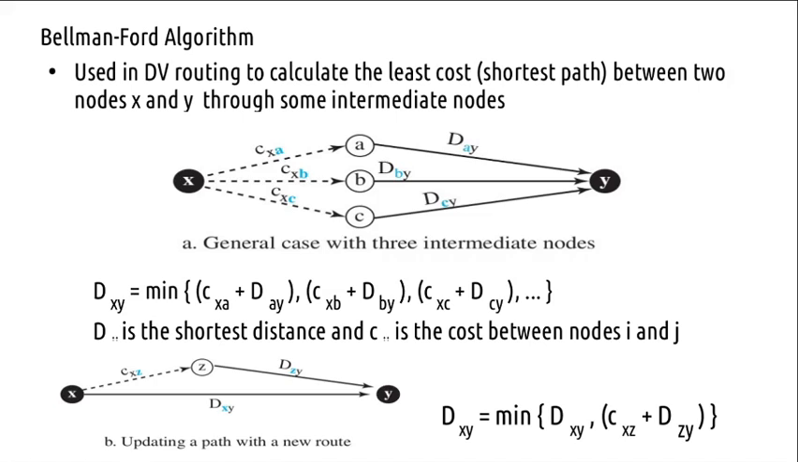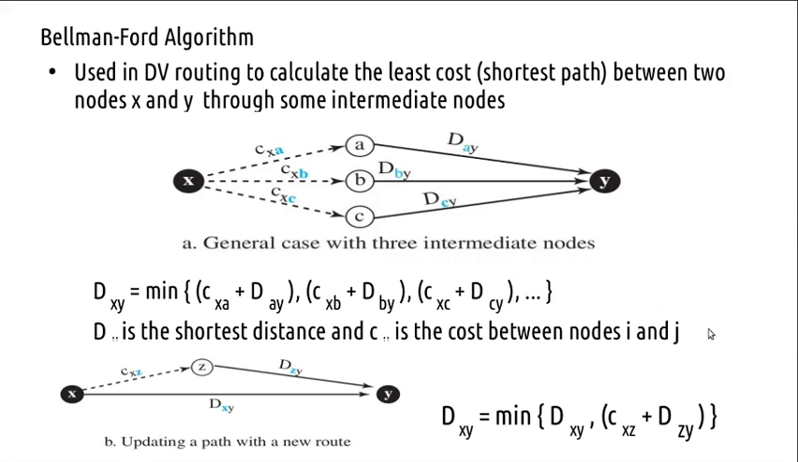So this is the Bellman-Ford algorithm. There is no complexity in this. It's only about finding the minimum. So you have two nodes x and y. You have a path through node A, a path through node B, and a path through node C. This is the general case. You will take the minimum of these paths, and that will be the least cost path between these two. Minimum of these three paths.